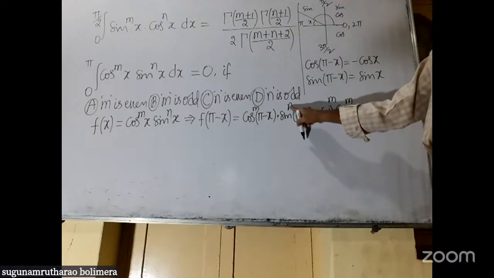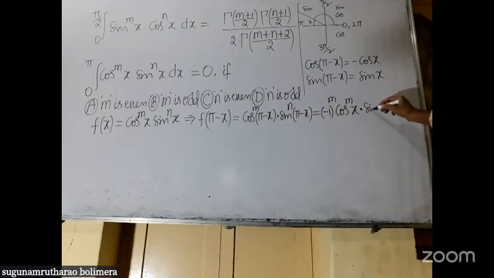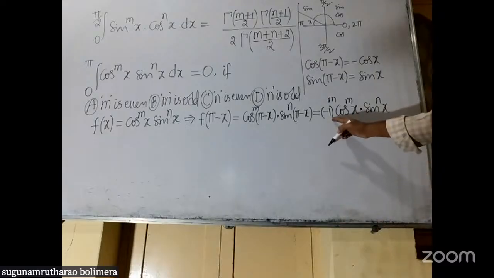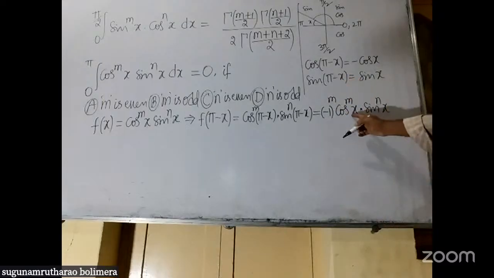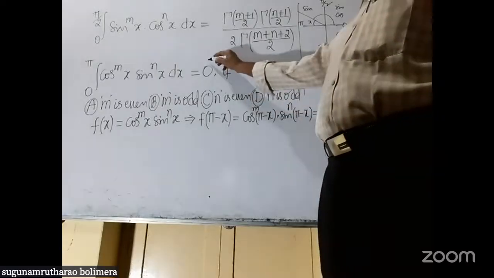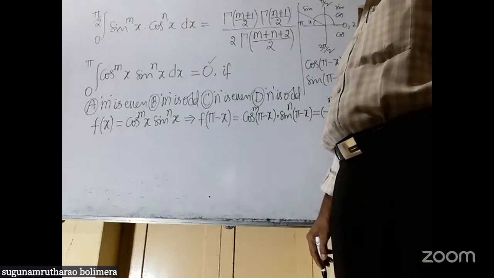So sin power m of pi minus x is sin power mx. So f of pi minus x is nothing but minus 1 power m cos power mx sin power mx. Here we have given this is 0.